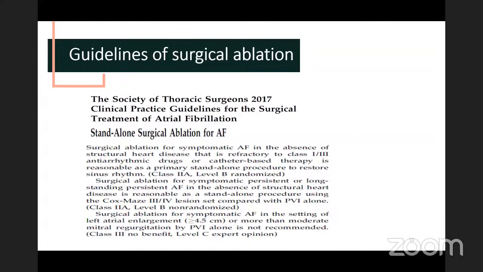In the setting of left atrial enlargement of more than or equal to 4.5, or if you have more than moderate mitral regurgitation, it's not recommended to do only pulmonary vein isolation. You should do the full Maze procedure in order to restore sinus rhythm.